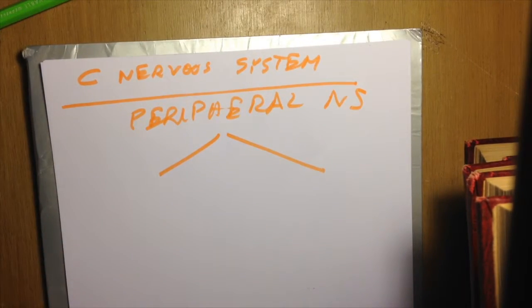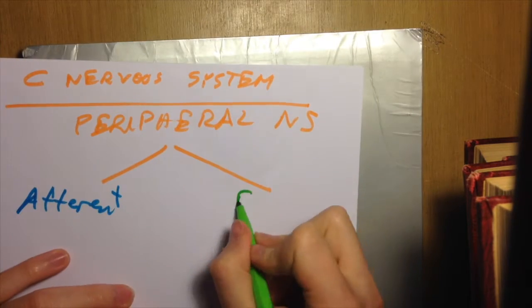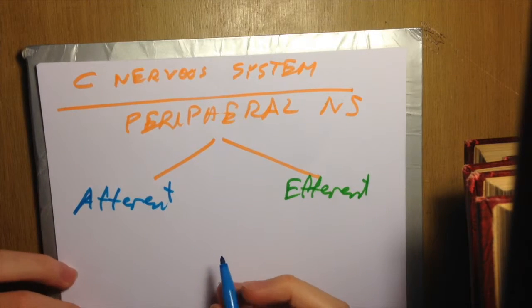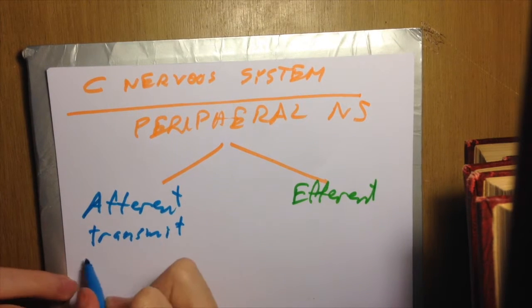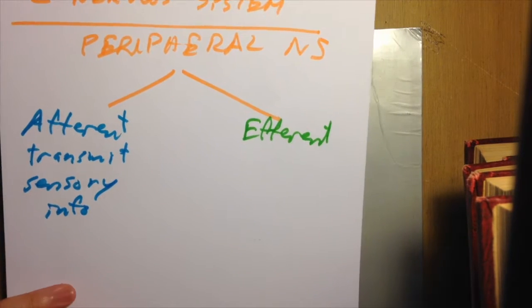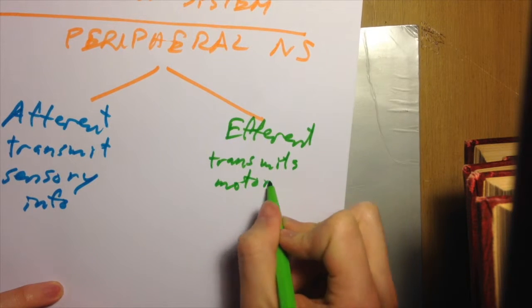One is the afferent and the other one is the efferent. The afferent division transmits sensory information to the CNS, while the efferent division carries commands from the CNS to the body.